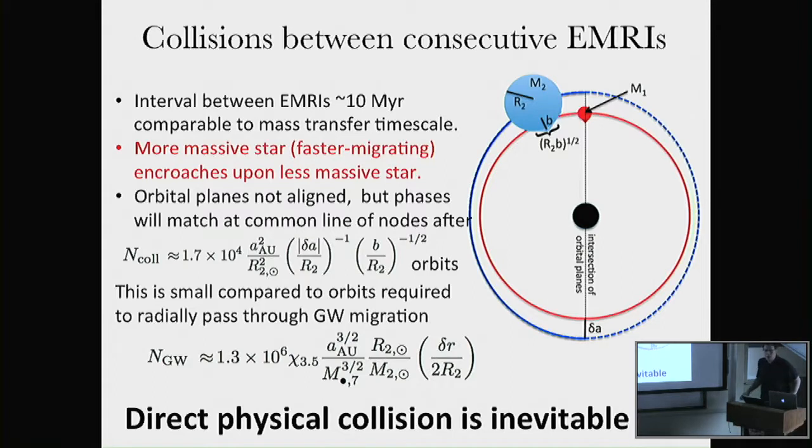Okay. And so this is what I basically just said in words. And so you might say, well, okay, they're probably in different orbital planes. That actually doesn't matter because they're in circular orbits, so their planes necessarily cross at some point, and they're not in quite the same semi-major axis, so the orbits have different phases. And so the number of orbits that it takes for their phases to align and the two stars to actually cross each other is smaller than the number of orbits it takes the more massive one to pass the less massive one radially. So basically what we concluded from this is if you did have two consecutive EMRIs, an actual direct physical collision between them is inevitable. And by comparing these two, you can actually figure out the characteristics of that collision.